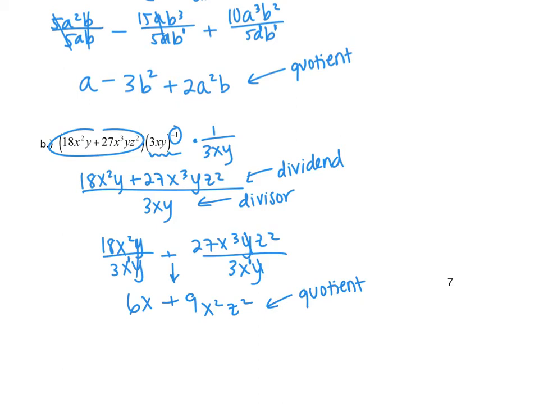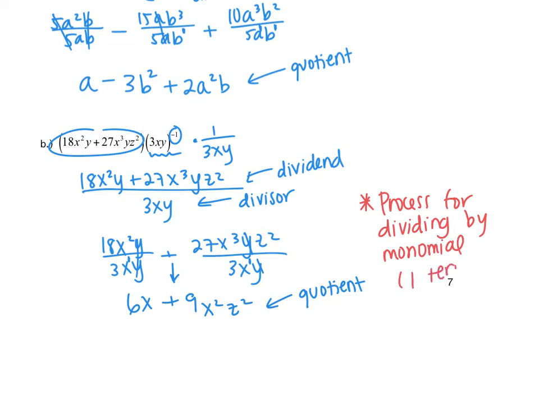So that is the first type of division that we are doing, when you are dividing by a monomial. So let's write that. This is the process for dividing by a monomial. By monomial, I mean that there's only one term. All right, 3xy is one term, 5ab is one term. If there was addition or subtraction, that would be more than one term in the denominator.